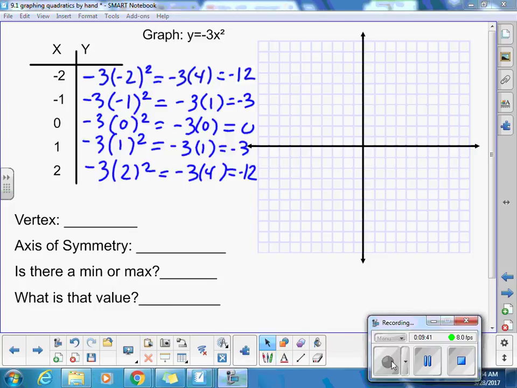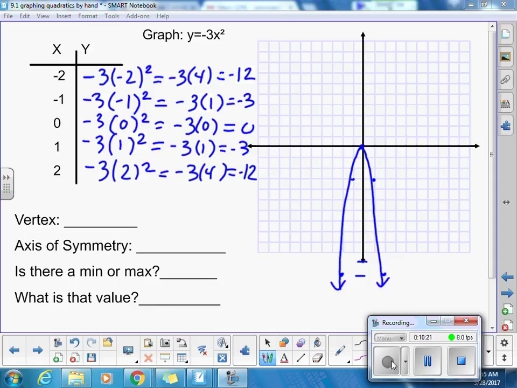Hopefully our values matched up. So let's plot these points, and I know my graph only goes to 10, so we're going to be a little under it. (-2, -12), so I'm going to say right about there is 11 and there is 12. So (-2, -12) would be right about there. I'm going to do (2, -12) also at the same time, and then (-1, -3), which is way up here, and (1, -3), and then (0, 0). So there are my points. And there would be my parabola.